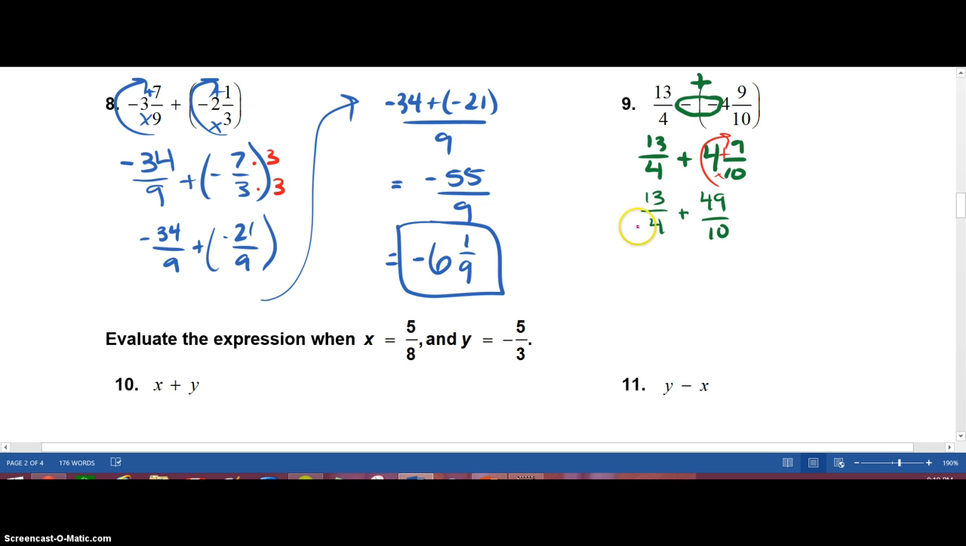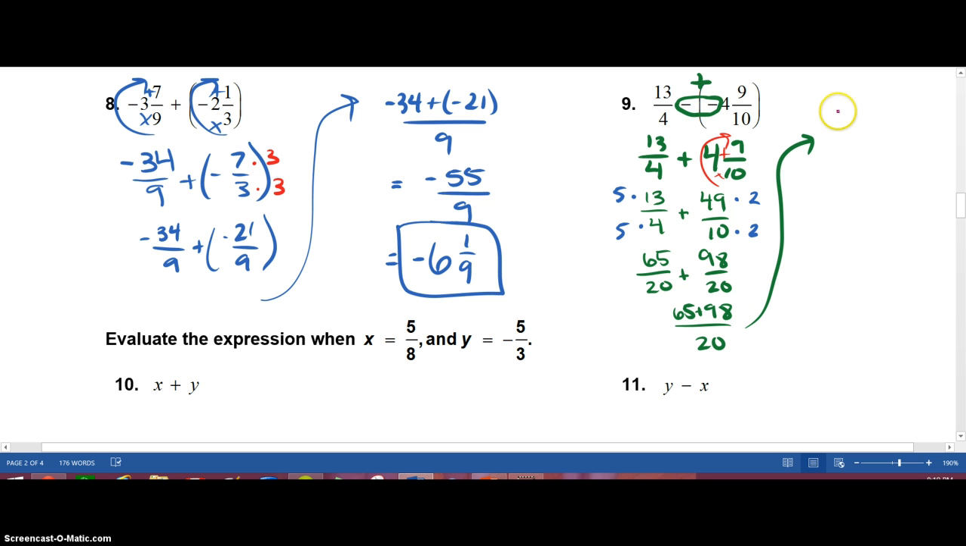The least common denominator will be 20, so I'm going to multiply my first fraction, numerator and denominator, by 5. Second fraction, I'm going to multiply numerator and denominator by 2. My new fraction here will be 65 over 20 plus 98 over 20. I can combine my numerators, 65 plus 98 over 20. When I combine that, I get a numerator of 163 over 20.